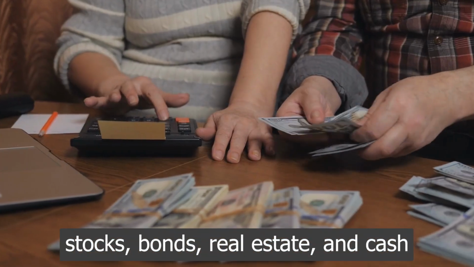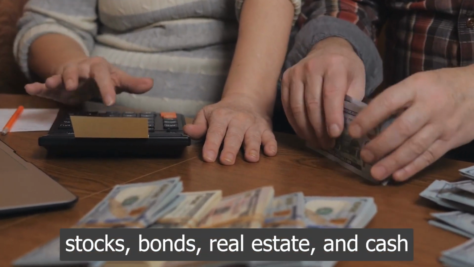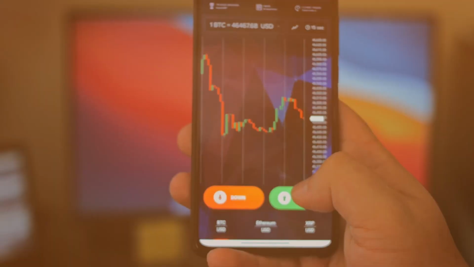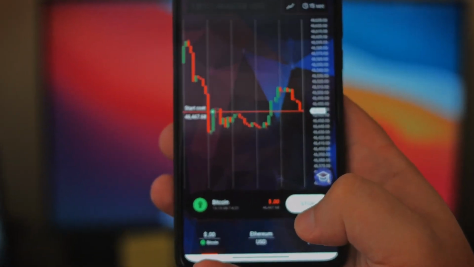This means investing in a mix of assets such as stocks, bonds, real estate, and cash. Diversifying your portfolio will reduce your overall risk and increase your chances of achieving your goals.